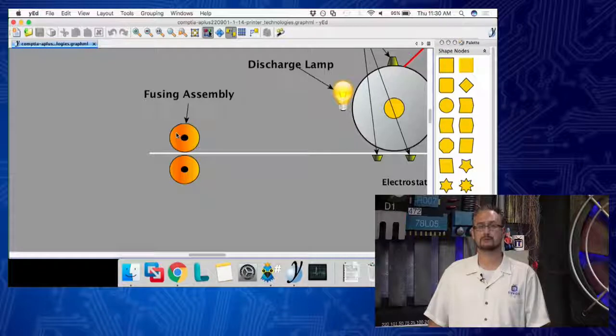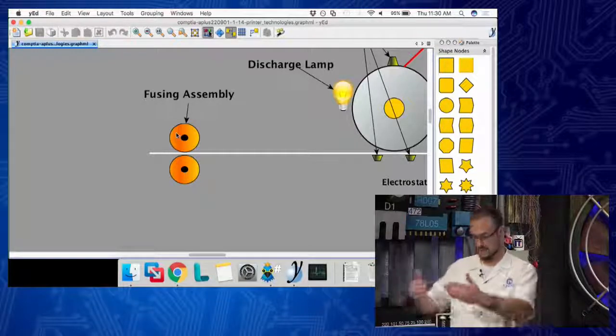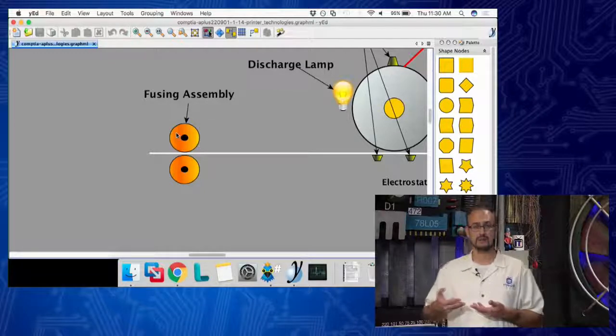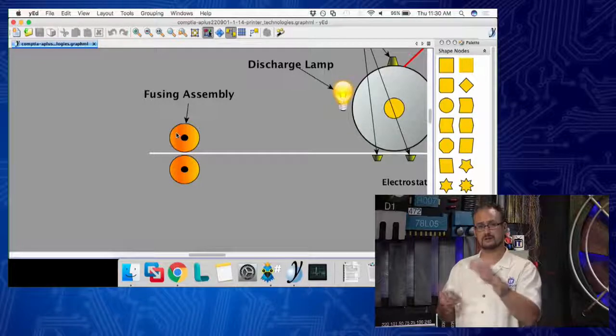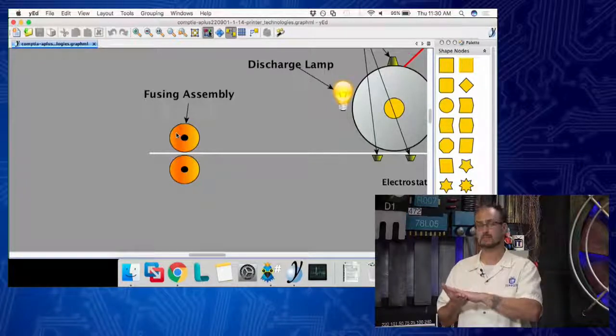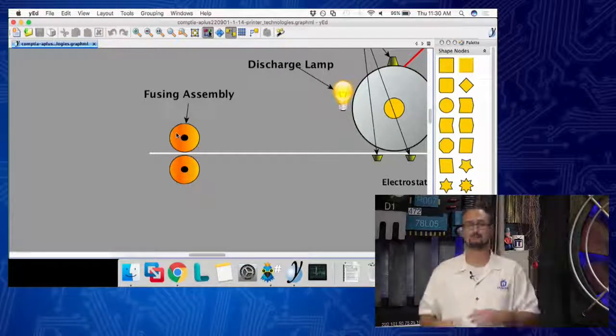It isn't heating up. And because of that, as the paper comes out in the output tray, you can take the toner and smear it a little bit, because we're not having the heat at all. It's not melting and adhering the plastics to the paper.